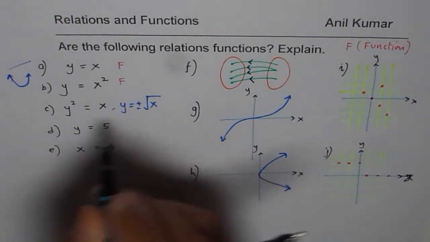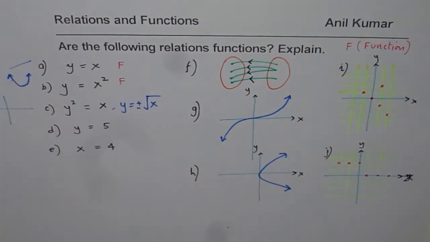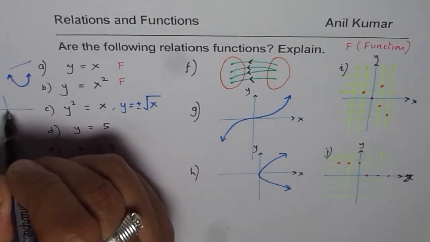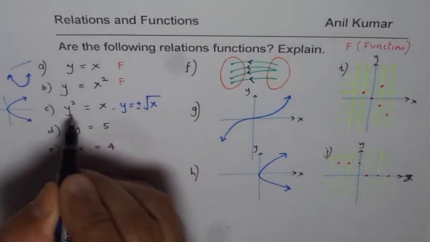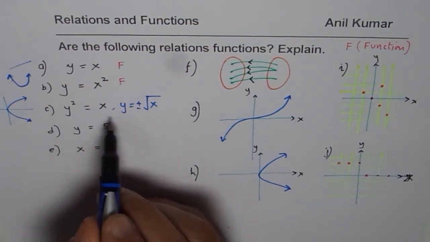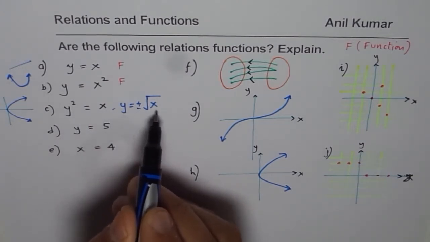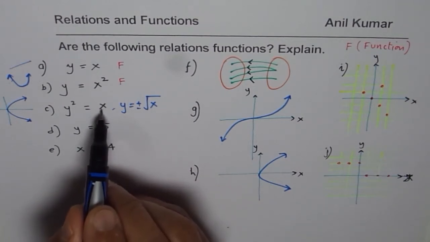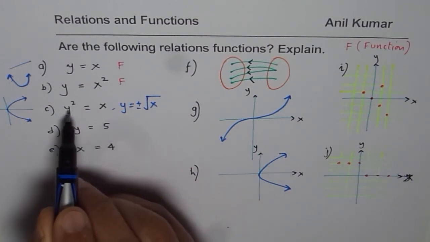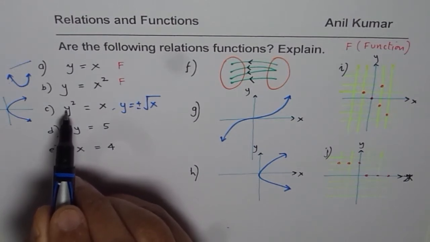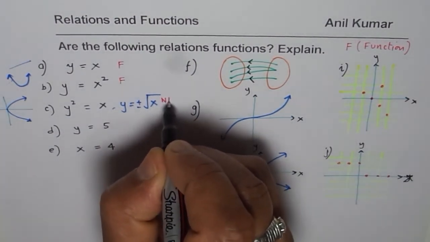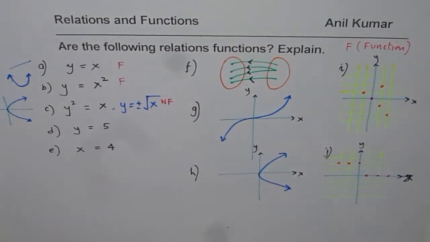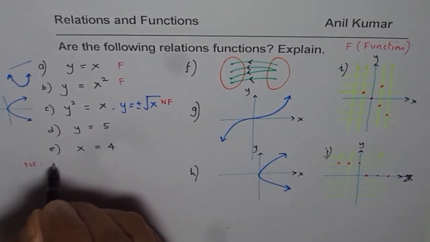So if you draw this, then for each value of x, you have two values of y, except 0. For 0, it is 0. So that is the graph of y squared equals x, which means y is plus or minus √x. You get the point, right? If I write x as 4, then y could be minus 2 or plus 2, right? So those are the two values. So it is not a function. So this one is not a function. NF means not function.